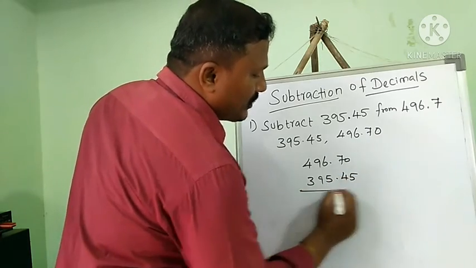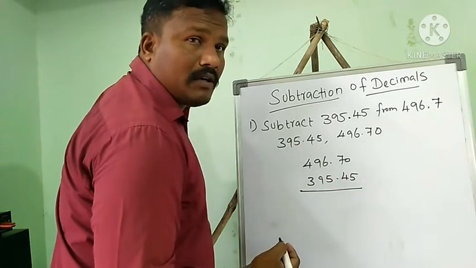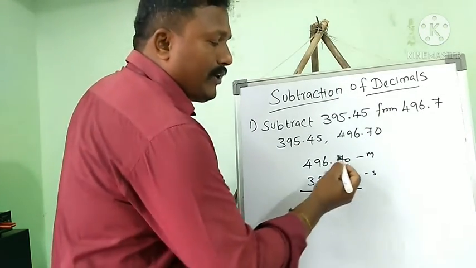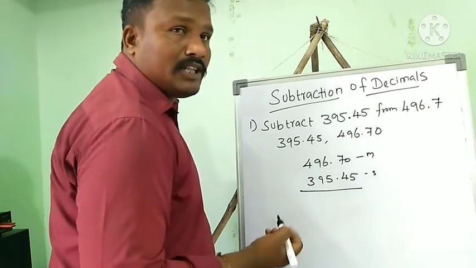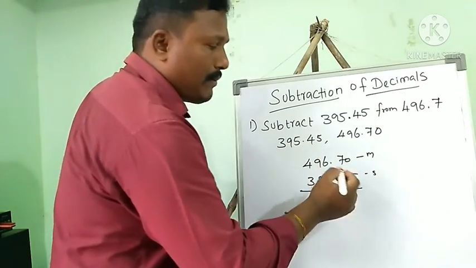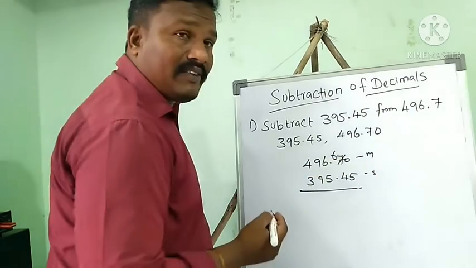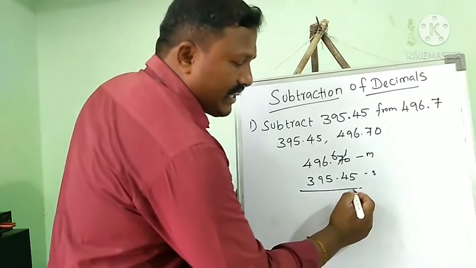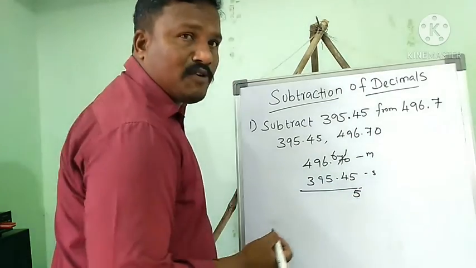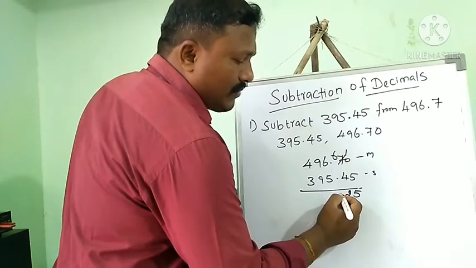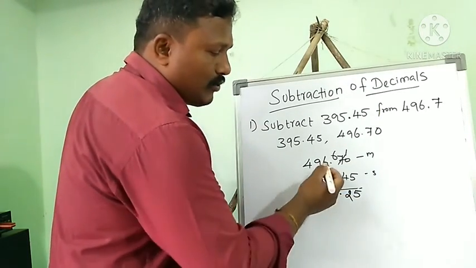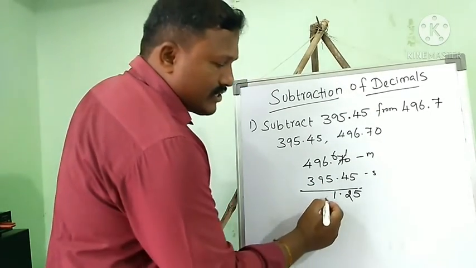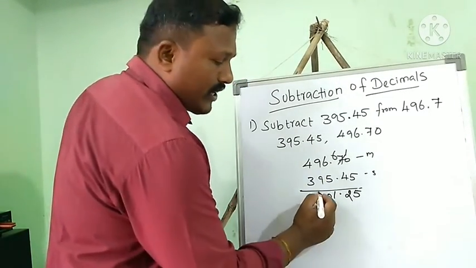395.45. So if you subtract, the minuend is small and the subtrahend is big. So we cannot subtract, we need to borrow from the nearby number. So for that, 7 is converted to 6, now 1 borrowed here. So 10 minus 5, we can get 5. So 6 minus 4, you can get 2. Then dot, okay, the decimal point. Now 6 minus 5, you can get 1. So 9 minus 9, 0. Then 4 minus 3, you can get 1.